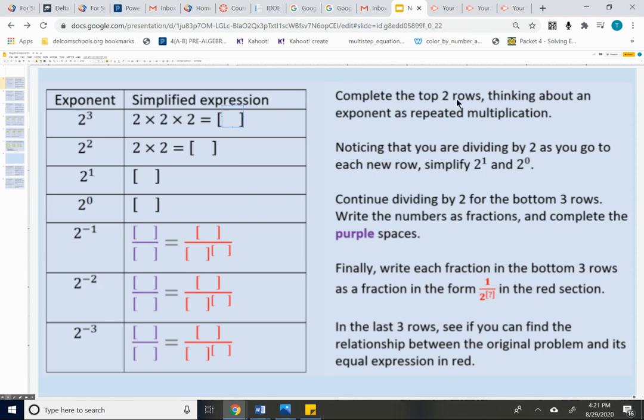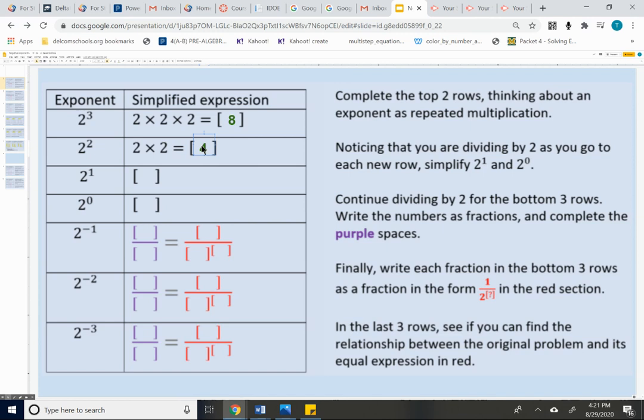Complete the top 2 rows, thinking about an exponent as repeated multiplication. Okay, so 2 to the third is 2 times 2 times 2. 2 times 2 is 4, times 2 is 8. Let's take one exponent away, so it's 2 to the second. 2 to the second is 2 times 2, which is 4.